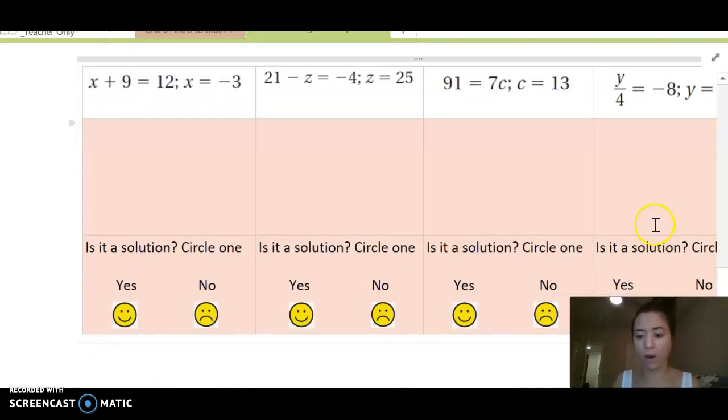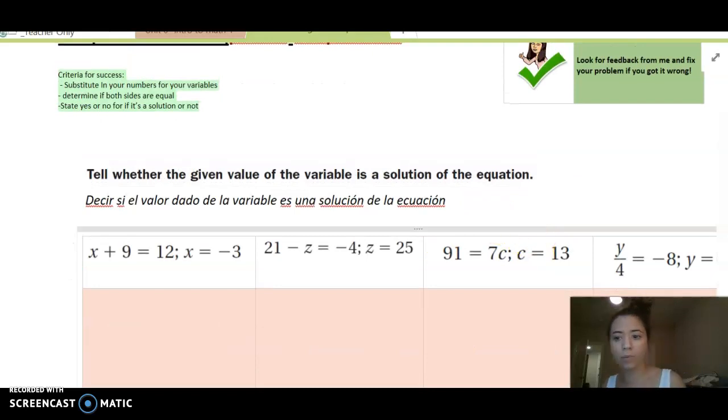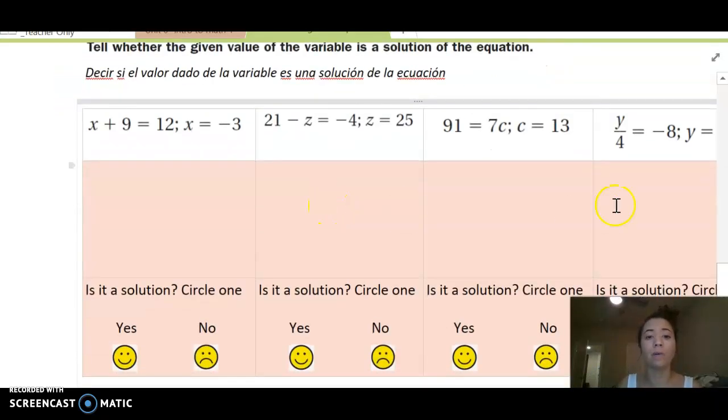Take the time that you have left to determine those problems. I'm going to be looking for all of them to be complete and for all of your work to be shown for these substitution problems.